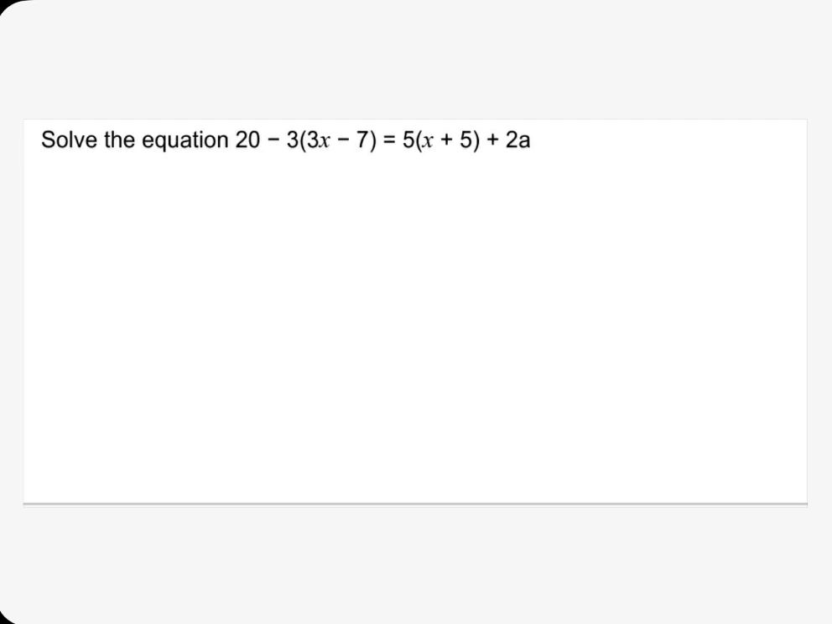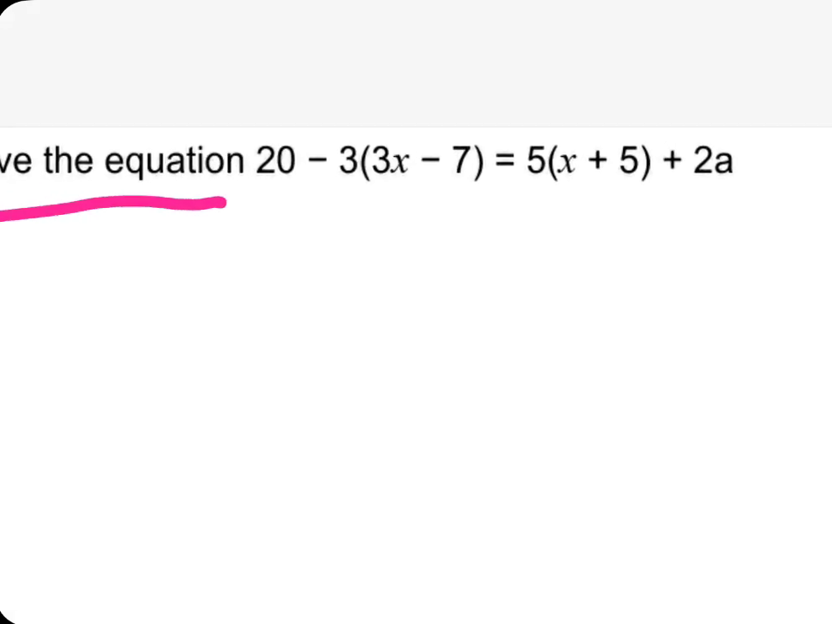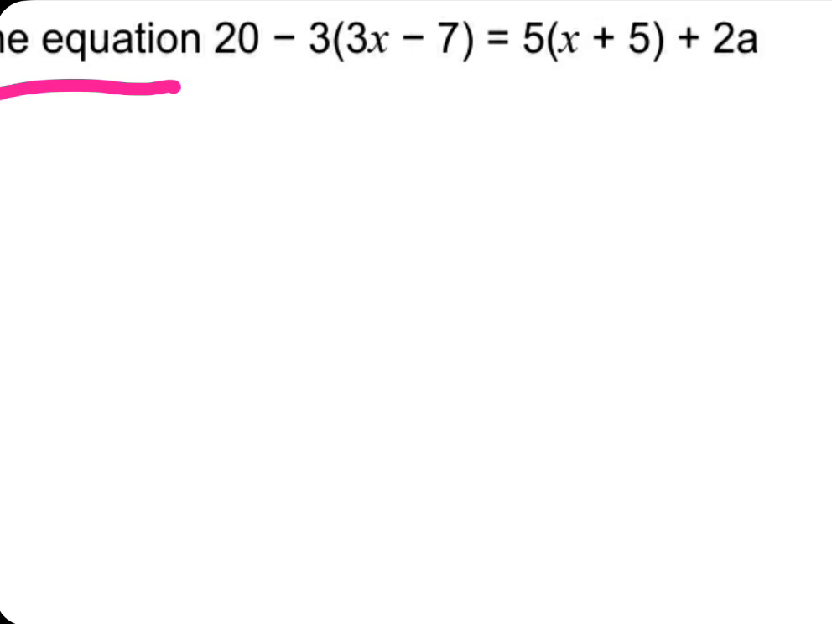The question says, solve the equation 20 minus 3 bracket 3x minus 7 bracket equals 5 bracket x plus 5 bracket plus 2a. Now, in this question we're going to talk about the steps of solving equations like that. First, you have to know that we have steps and we have an order of solving.